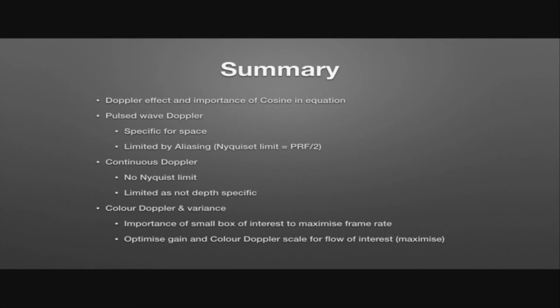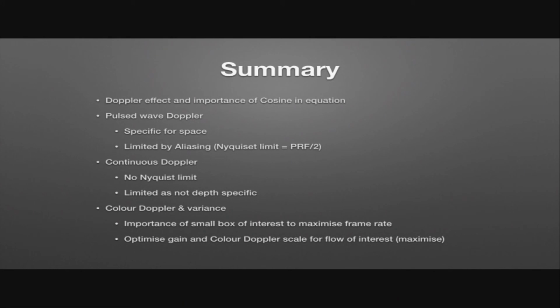So in summary, we discussed the Doppler effect and the importance of knowing that you've got cosine in the equation, and that's where the angle dependence comes in. The echo machine is assuming that to be 0, so you need to try and get as accurately as possible down the line of the structure that's moving. The main things we're using are pulse wave Doppler, continuous wave Doppler, and color Doppler with or without variance.